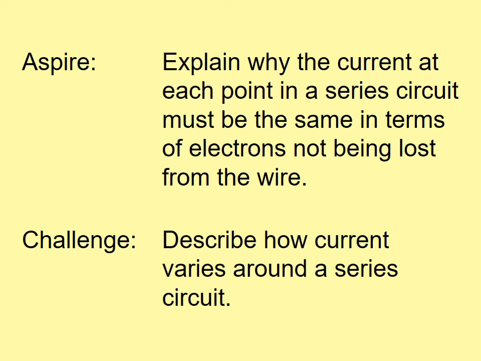So today's objectives are to explain why the current at each point in a series circuit must be the same in terms of electrons not being lost from the wire, and the challenge outcome is to describe how current varies around a series circuit.